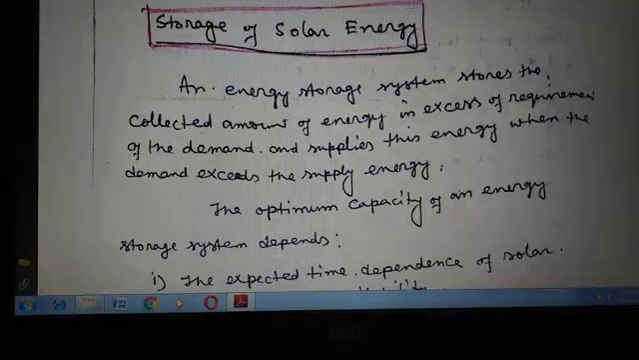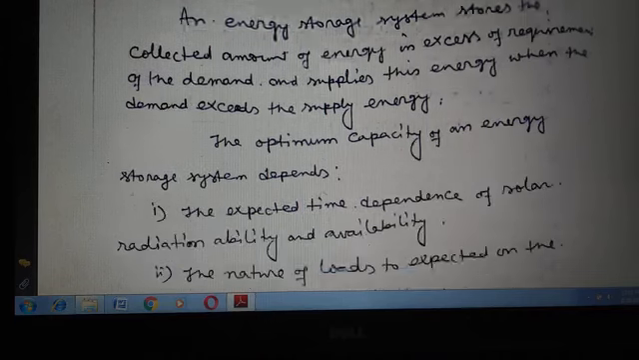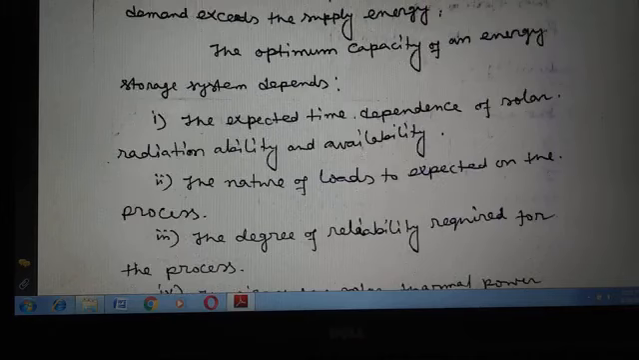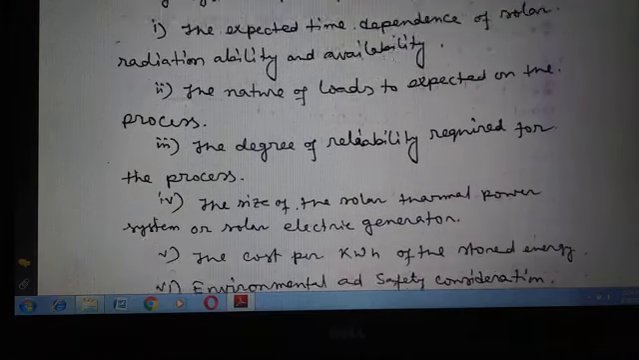Storage of solar energy. An energy storage system stores the collected amount of energy in excess of requirement of the demand and supplies this energy when the demand crosses the supply energy. The optimum capacity of the energy storage system depends upon the following factors. First one, the expected time dependence of the solar radiation ability and availability. So ability and availability of the time is the main factor for the energy storage system.